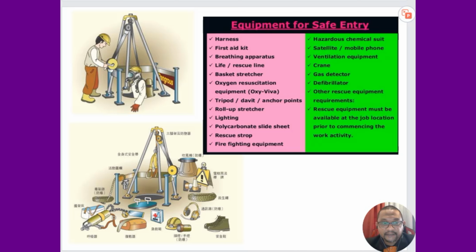Okay, proper training in the use of this equipment along with consistent monitoring is essential to prevent accidents during the confined space operations. Every confined space entry should have a detailed emergency response plan that includes the availability of rescue equipment and personnel. Okay, so that's some of the equipment needed in confined space.